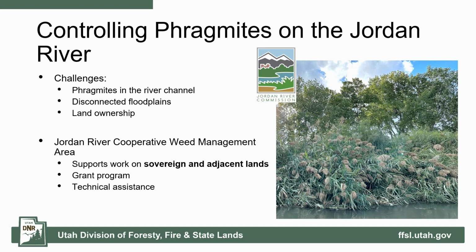So we have roughly $200,000 that can be spent every year towards project work on the river. And what's cool about this funding is that it can support work not only on sovereign lands, but also adjacent lands within the Jordan River corridor. As a part of the CWMA, we have a grant program, so land managers can apply for vegetation improvement funding. And there's also a lot of technical assistance with the CWMA, so through the commission and also the division, collectively there's a lot of support for people that are starting to manage Phragmites along the corridor.